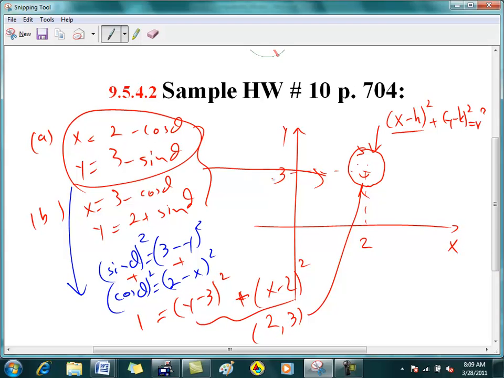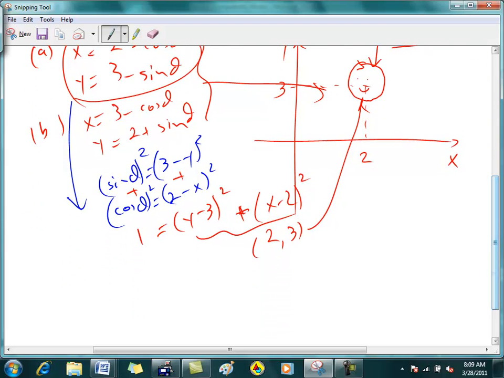Yeah, the book says it's C. So let's take a look at C. Okay, what's C? C is x equals 2 plus cosine theta. Yeah, see the center here. Did we mess this up? Yeah, we messed this up. X is 3 minus cosine theta and y is 2 minus sine theta. People, that's wrong.